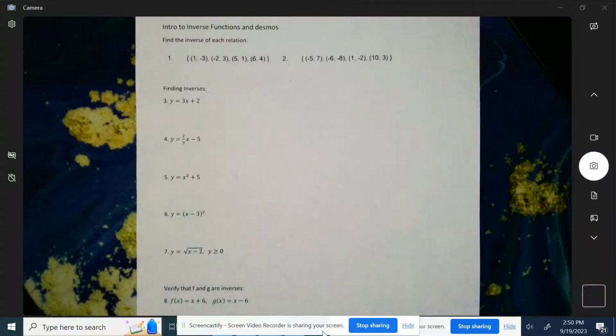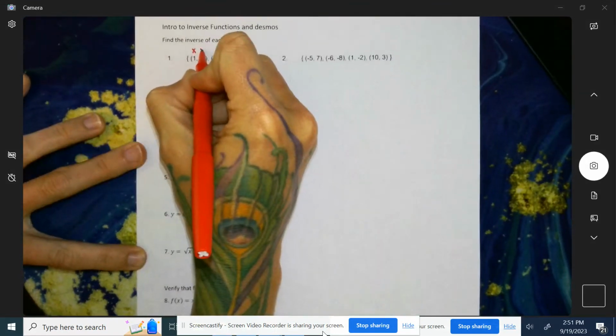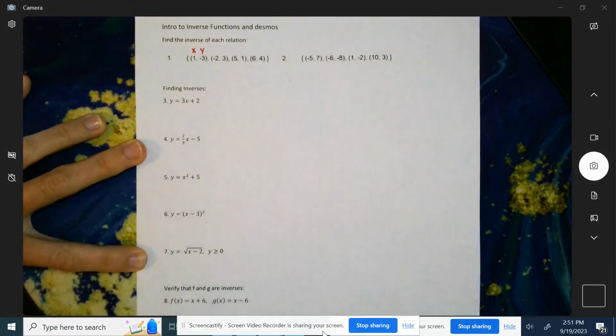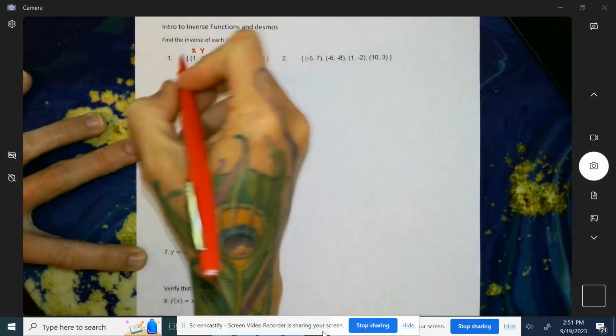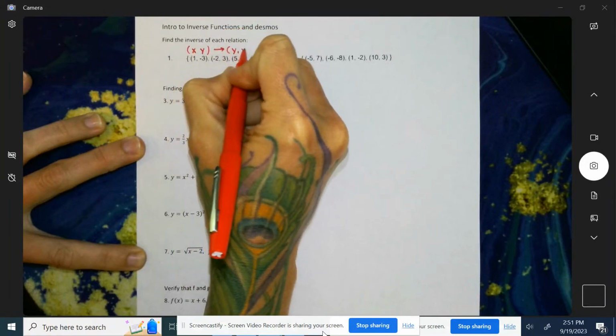So inverse functions, inverse meaning opposite. The inverse of addition is subtraction, the inverse of multiplication is division, and all of that. So inverse functions is just the opposites. When you're looking at just a list of coordinates or a table, remember this is x and this is y. So inverse is we're just going to literally flip them. Instead of x, y, we're going to turn it into y, x.